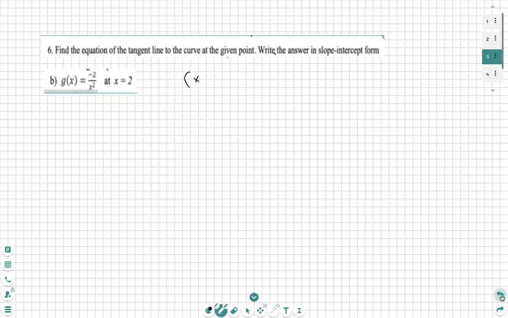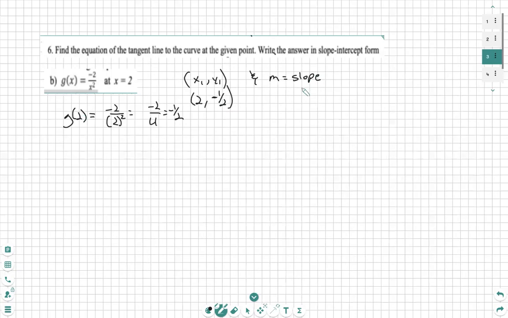I did not write that very neatly. X1 and a y1. And we need an m, a slope. So we need to find those two things and we'll be good to go. First, the x1 and y1, we have our x. To find that y, we're just going to plug it in. So we just find g of 2, which is negative 2 over 2 squared, negative 2 over 4, negative 1/2. So that will be our point of y1.